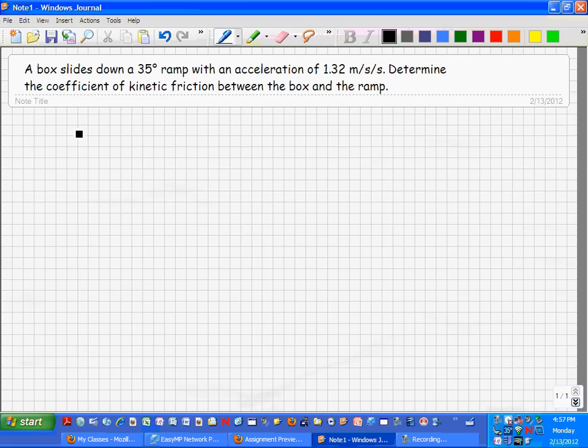Now, the first thing we probably want to do is draw a picture of this. So, I've got a ramp, and it's probably too big. Got this ramp, and I've got a 35-degree angle down here, and we've got this box that's on it, and the box is sliding down the ramp. We know that a is equal to 1.32 meters per second squared, and we want to find mu, the coefficient of friction.